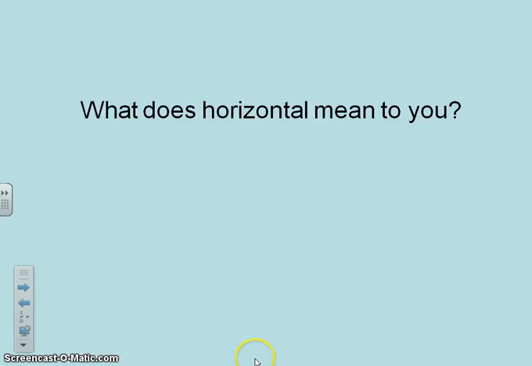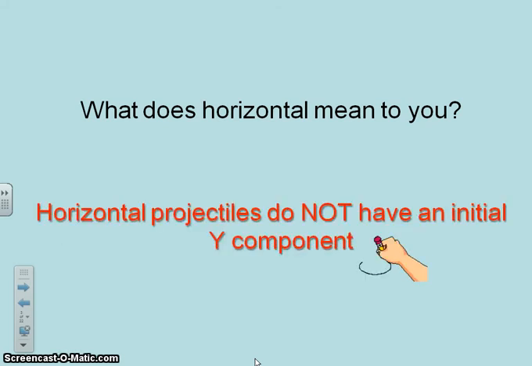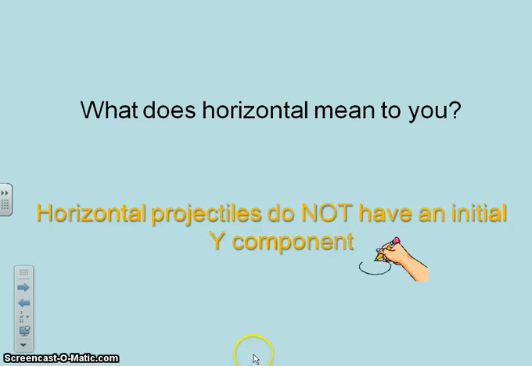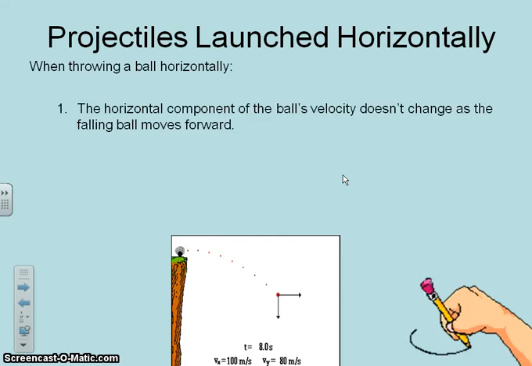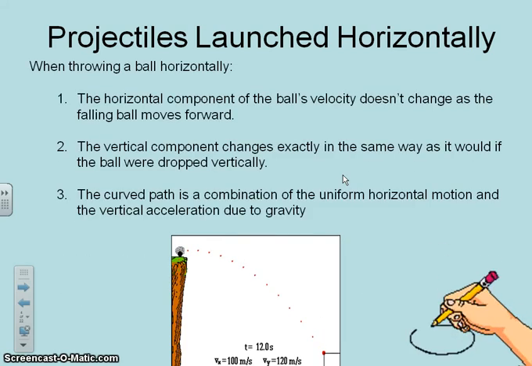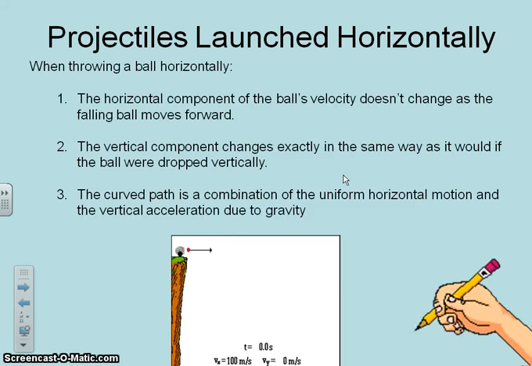We're moving on to Roman numeral 2 on your guided notes now. Horizontal projectiles do not have an initial y component. So think about a graph and with your hands make the y component. Your arms should be going up and down like this. Now make the x component and they should be lining up this way. If you throw an object horizontally, it doesn't have an initial y component. So let's have a look at what happens when you throw a ball horizontally. And remember, pause and write in wherever you need to.